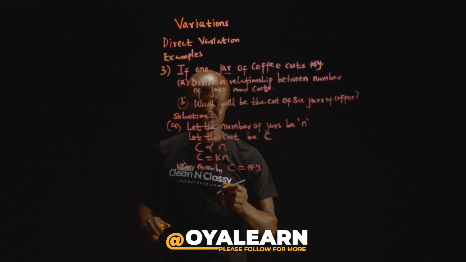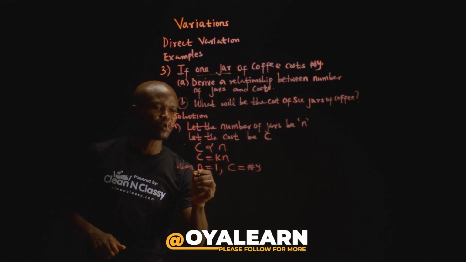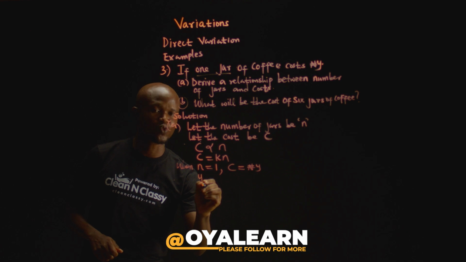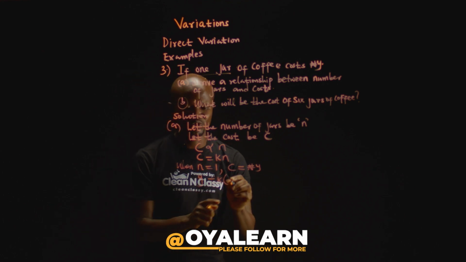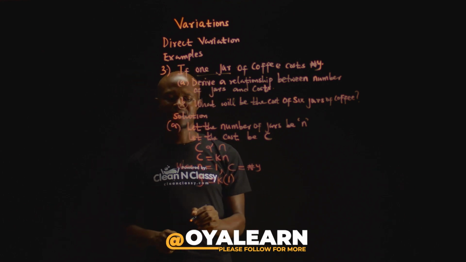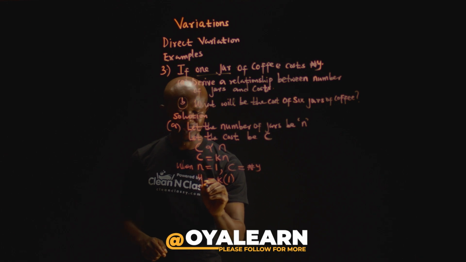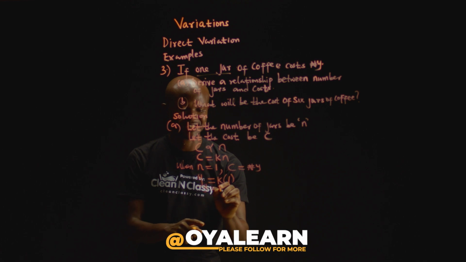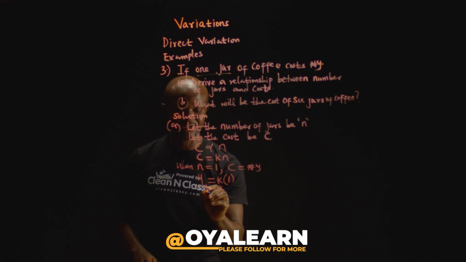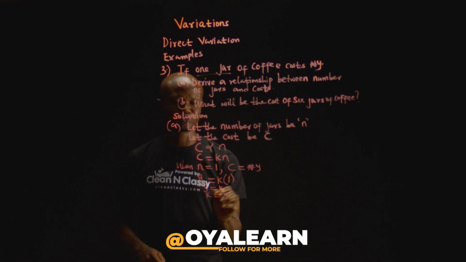So in this case, let's substitute. Anywhere we see C, we put what? Y. Then we have K into what? Anywhere we see n, we put 1. Meaning that what? Y equals to what? K. K times 1, that is K. So it means that the value of K is equal to Y.